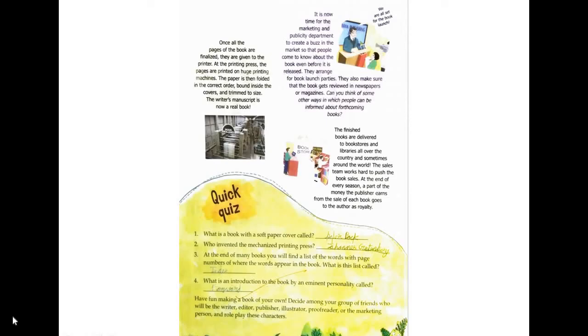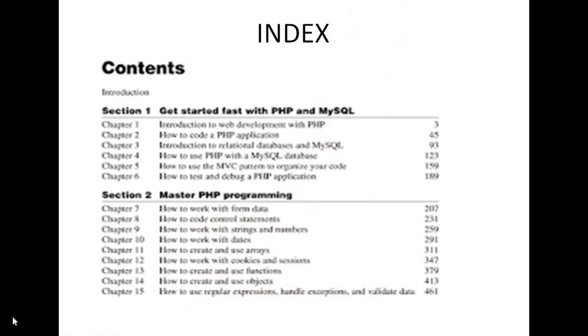The next question: at the end of many books, you will find a list of words with page numbers of where the words appear in the book. What is it called? It is called an index, as it is given as contents at the starting of the page. Sometimes it is given at the back also for new words, and you can get the meanings of these words and where they are used in the book.